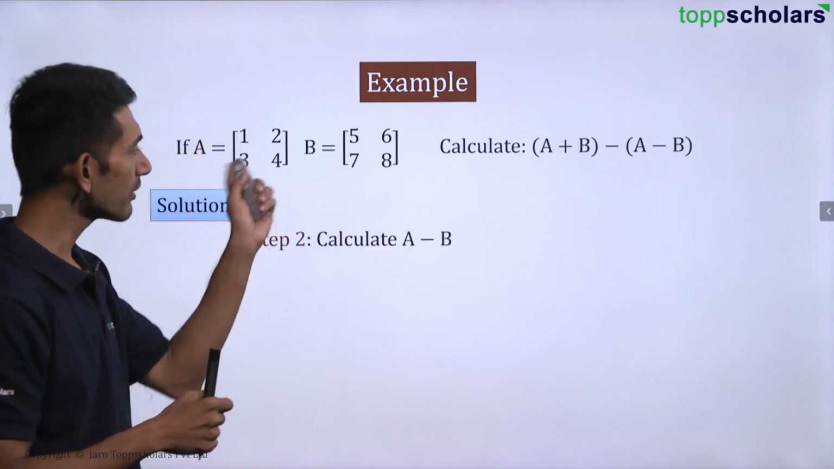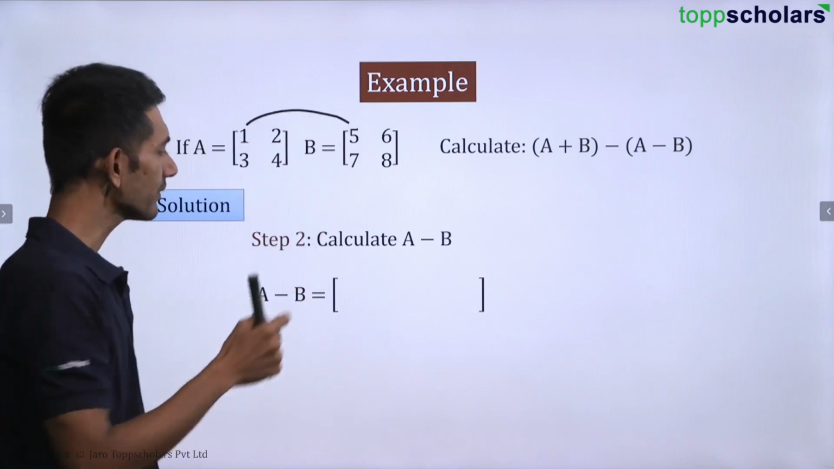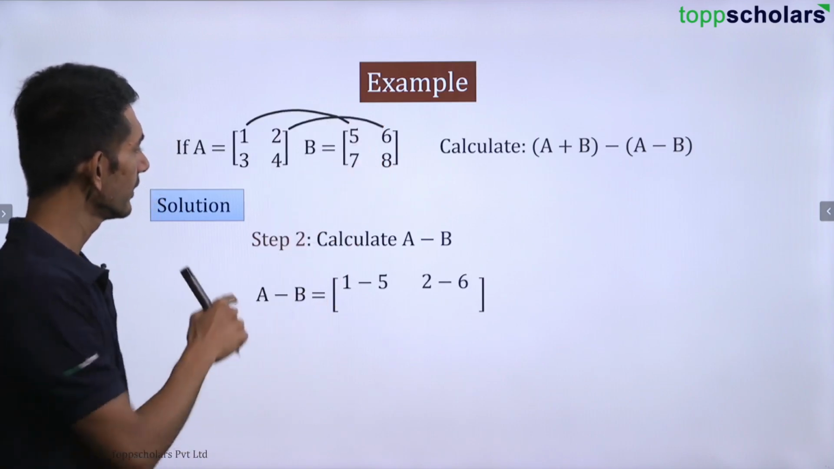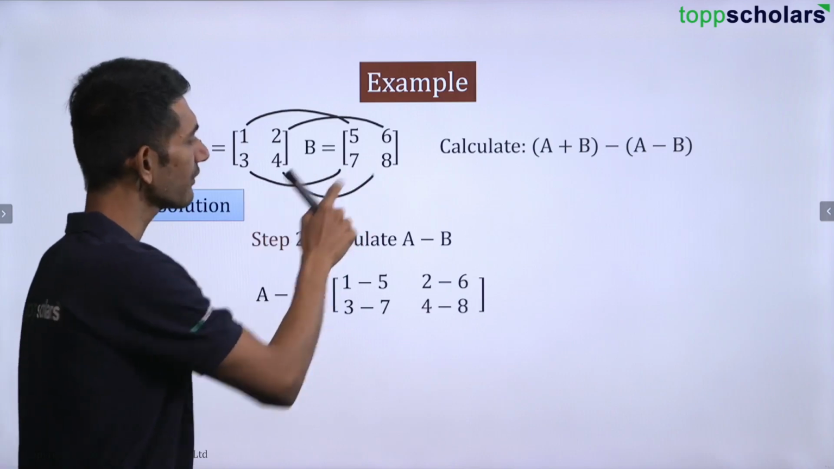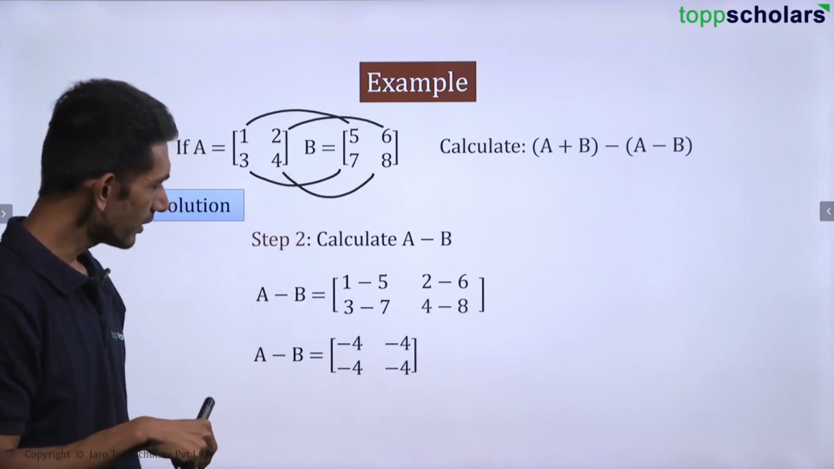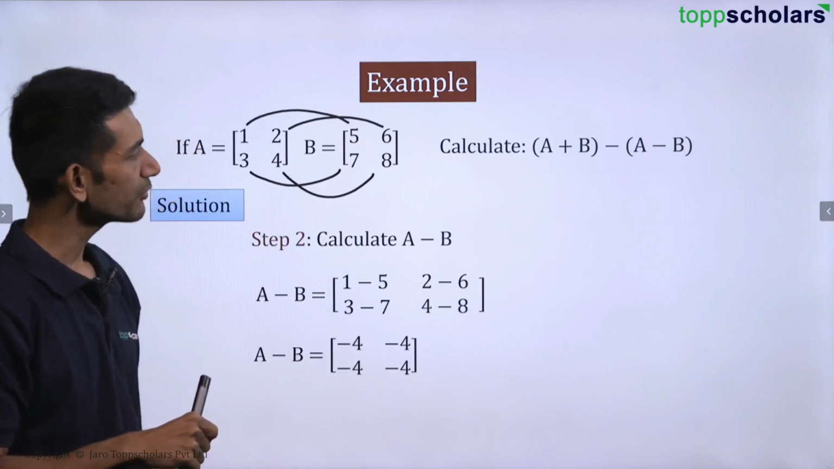A minus B: you are supposed to subtract the corresponding elements here. So we'll subtract 1 and 5, then 2 and 6, then 3 and 7. Finally, we'll subtract 4 and 8. Clear? What are we going to get? Minus 4, minus 4, minus 4, minus 4. Okay, this is A minus B.